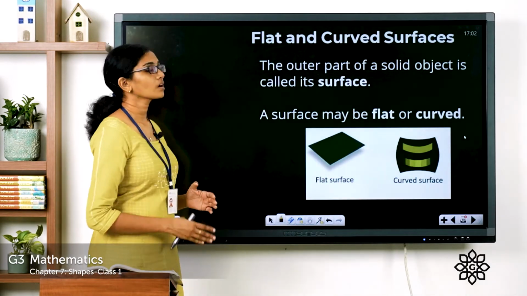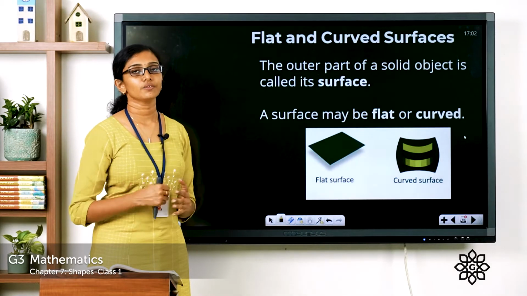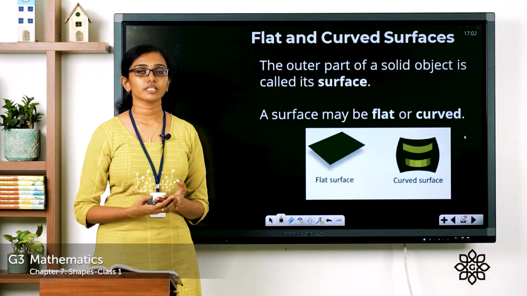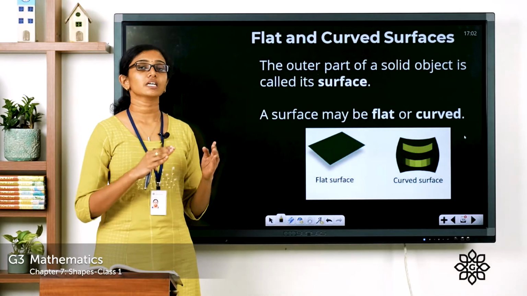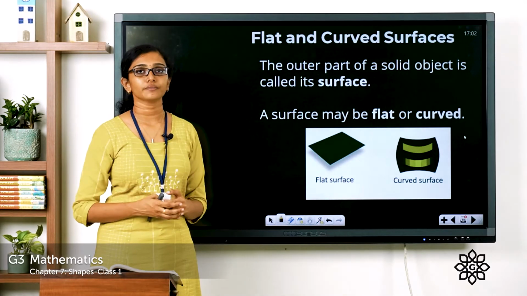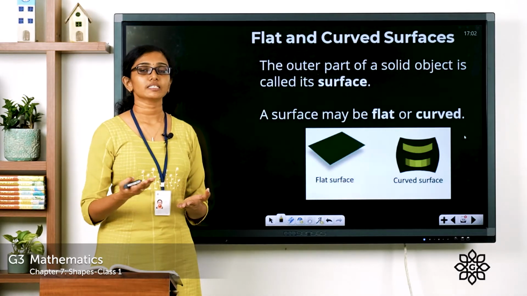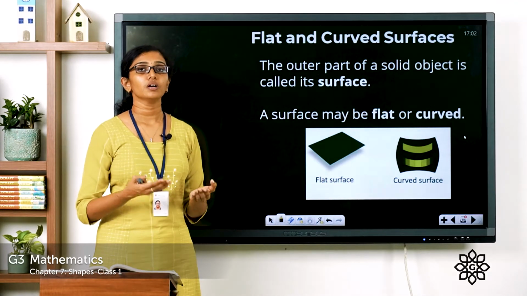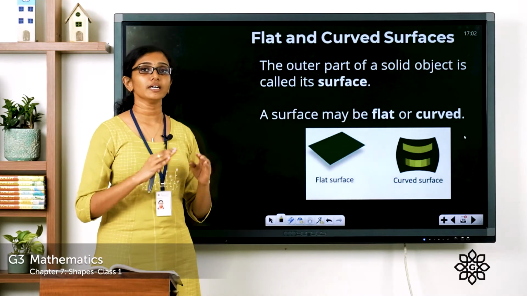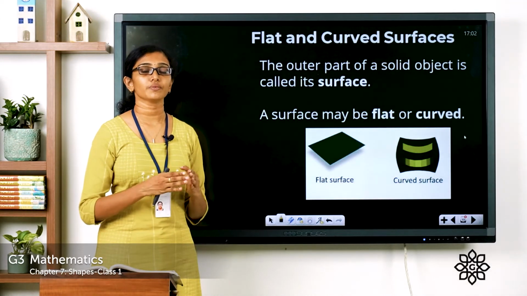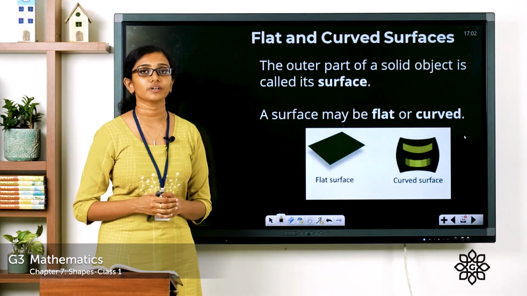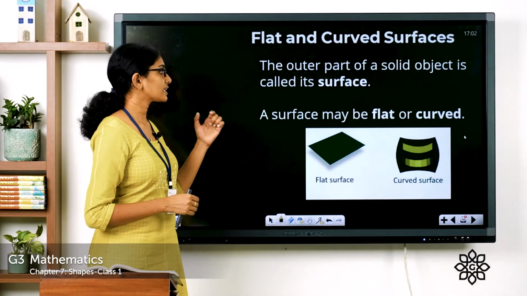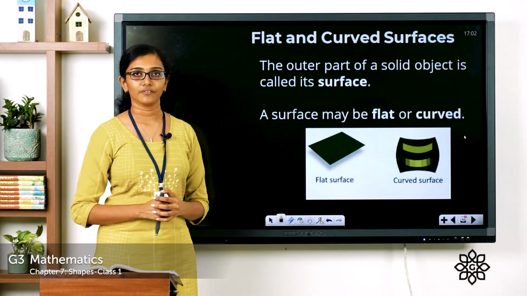Now let's see what are flat and curved surfaces. So like we said, what you see around the object is its face. And this face, this surface can be flat or curved. Like when you see a paper, its surface is flat. But what about a ball? The surface of the ball is curved. So a sphere has a curved surface, whereas a rectangle or a paper has a flat surface. So the outer part of a solid object is called its surface, and the surface may be flat or curved.